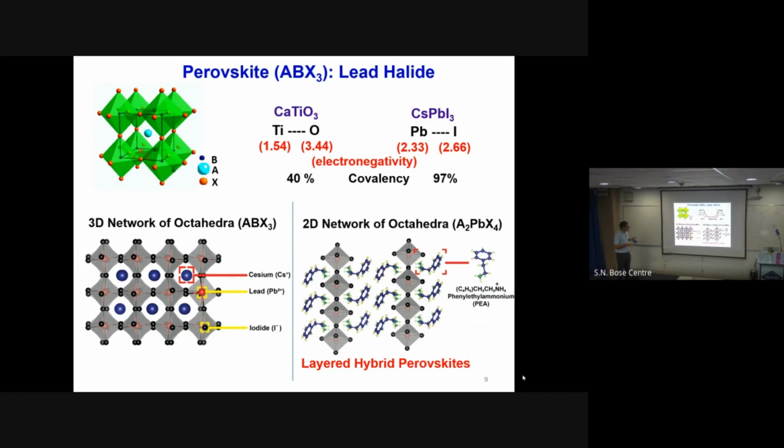Now, this big organic cation doesn't fit into this void size. The void size becomes smaller than the size of the ion. As a result, these layers start going apart from each other. So this is not 1D, this is not a rod, you are seeing this kind of projection. So this is a 2D layer of lead iodide, and here is a 2D layer of lead iodide, and they are separated by this organic molecule in between. So this is what I mean by layered hybrid perovskites.